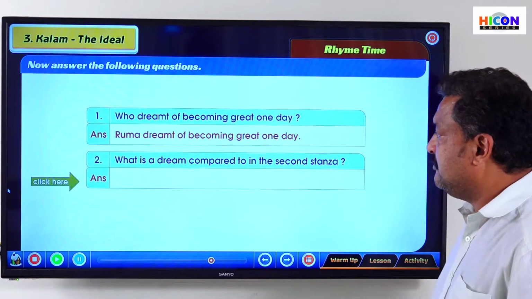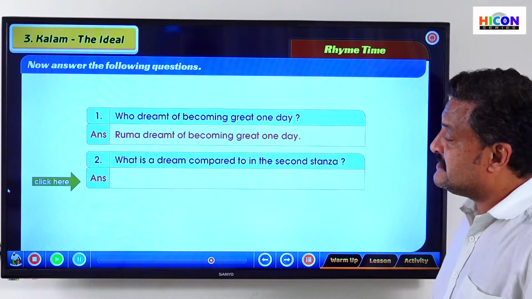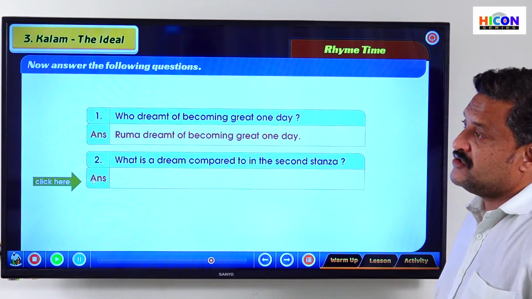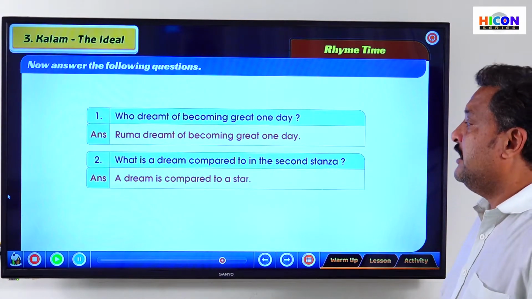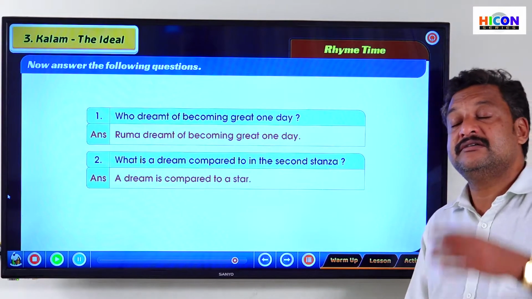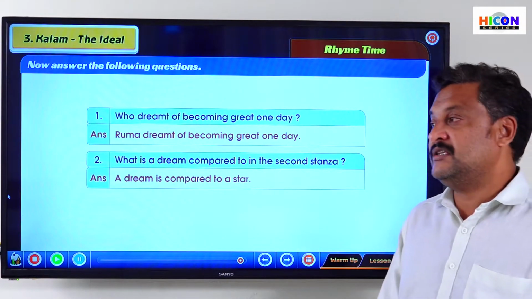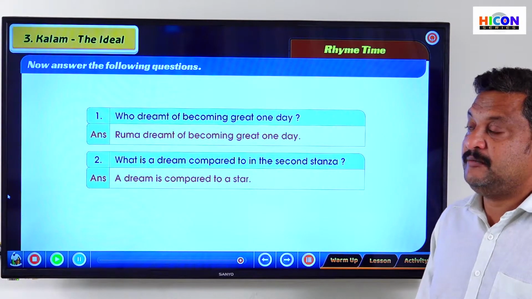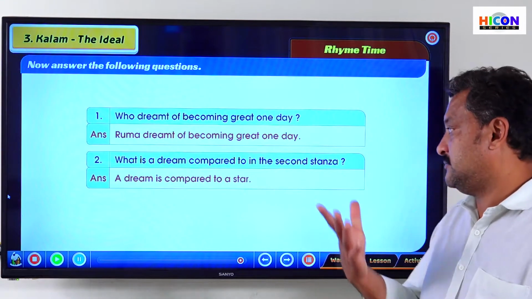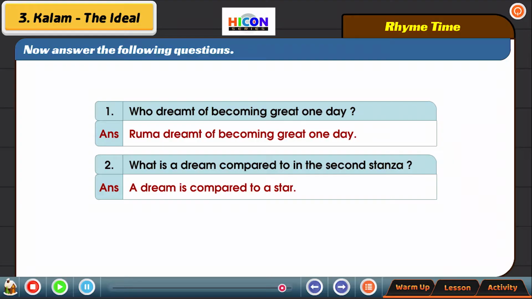What is a dream compared to in the second stanza? So what is a dream compared to? A dream is compared to a star. Right.